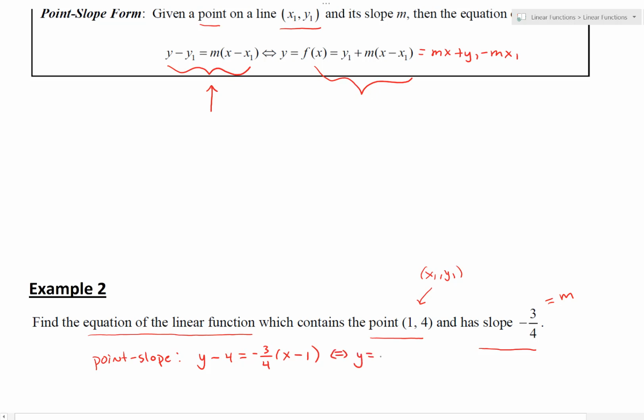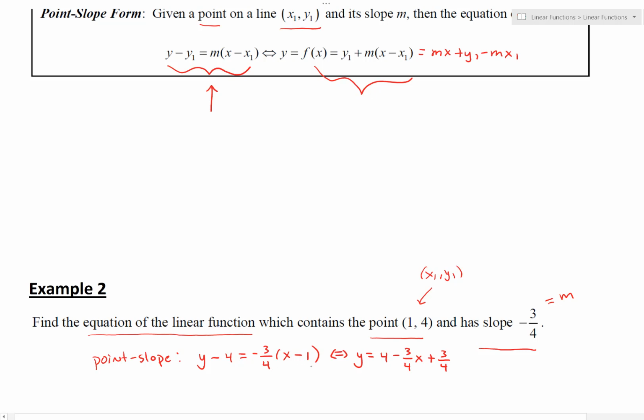And I'm going to get y is 4, right? Add that 4 to both sides. And then I'll go ahead and distribute the negative 3/4 to the x minus 1. So I'm going to have a minus 3/4 x, and then plus a 3/4, right? Negative 3/4 times that negative 1.